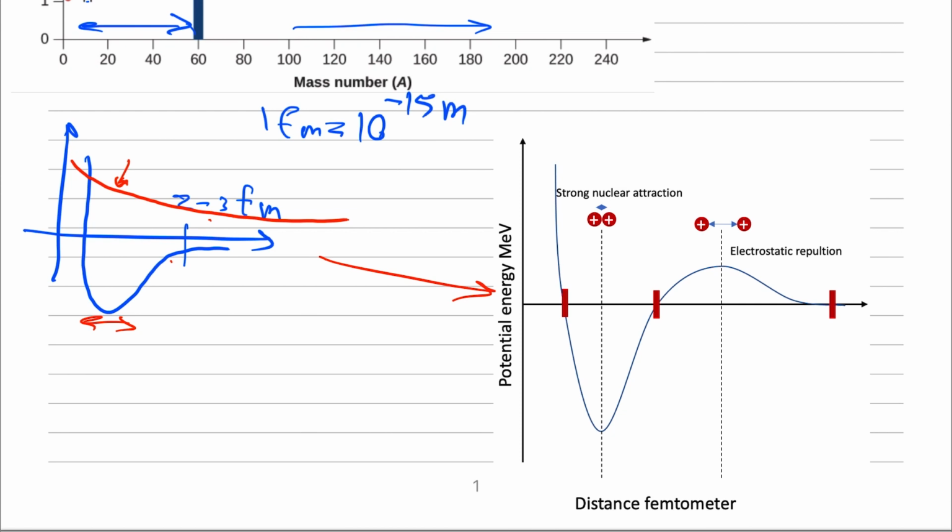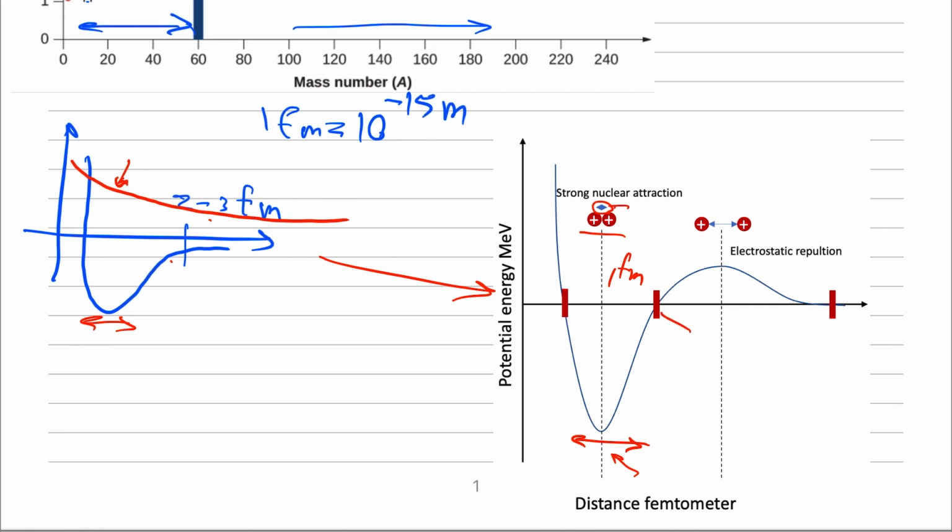The horizontal axis is distance. We see that if we are in this range of distances, the strong nuclear force is the dominant force, and two protons attract each other strongly, while the electrostatic force shown by a blue arrow here is very negligible. The strong nuclear force in this range is 200 times bigger than the electrostatic force.